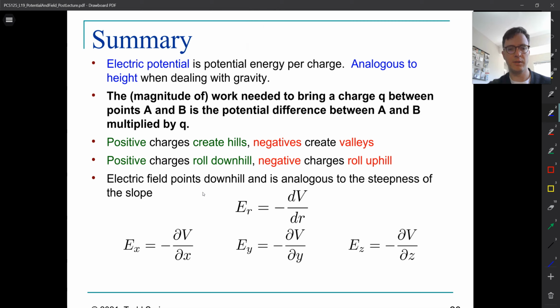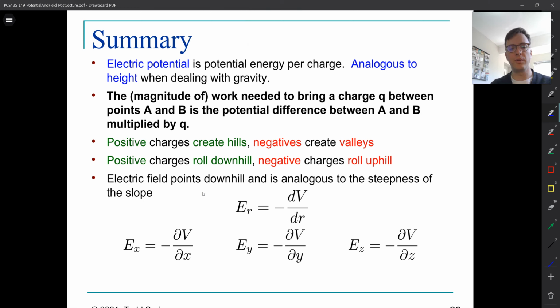Let me try to summarize. Electric potential is potential energy per charge. It's kind of like height when you're dealing with gravity. That's the closest analogy. Positive charges create hills, negative charges create valleys. So you can think about a positive charge as creating a mountain in this space, and a negative charge creating a valley. If you put another positive charge on the hill, it rolls down the hill, but negative charges are weird, they roll up the hill.